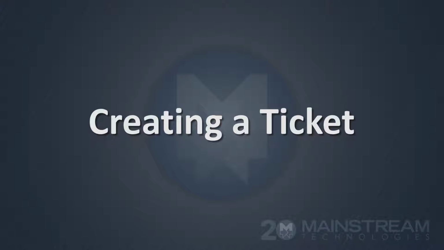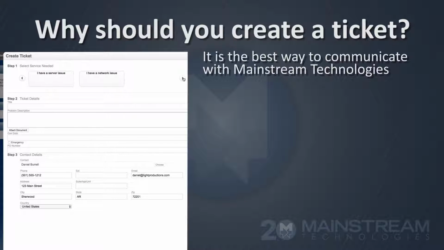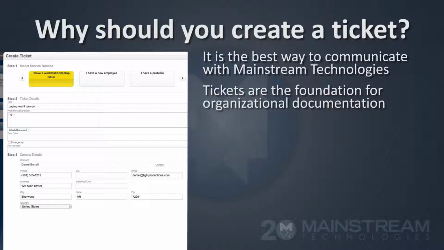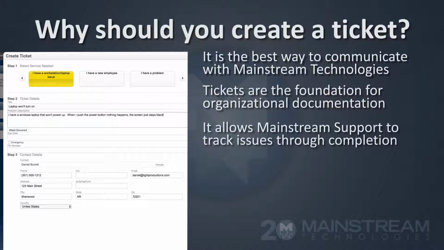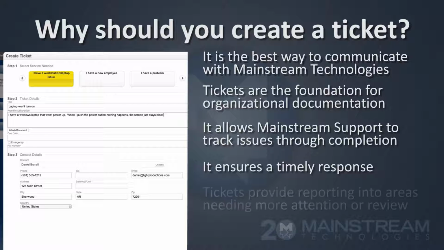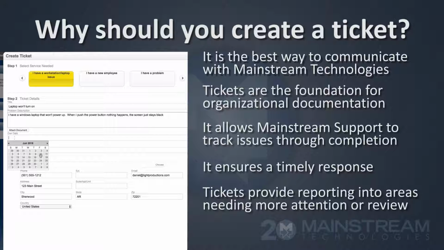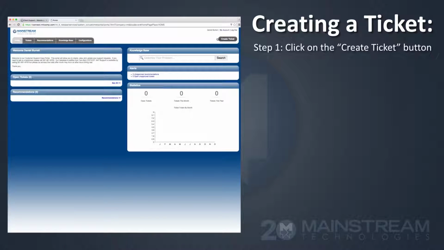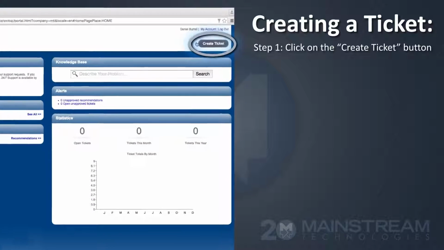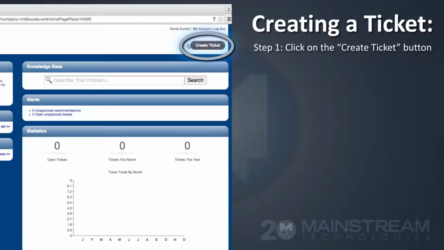Creating a ticket. Creating a ticket is the best way to communicate with Mainstream Technologies since it is the foundation for all of the organizational documentation. We use the ticket to track issues through completion, to ensure timely response, and to provide insight via reporting into areas that may need more attention or review. To create a ticket, click on the Create Ticket button, which can be found at the top of every page.